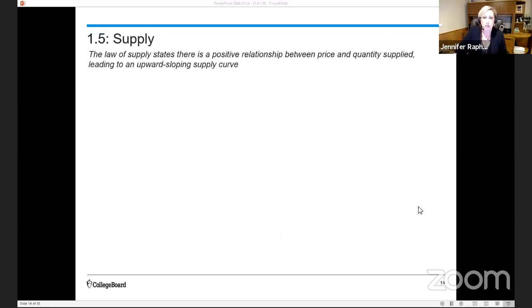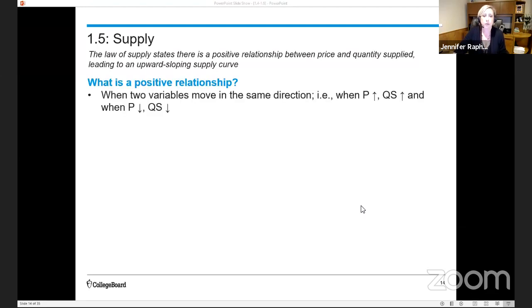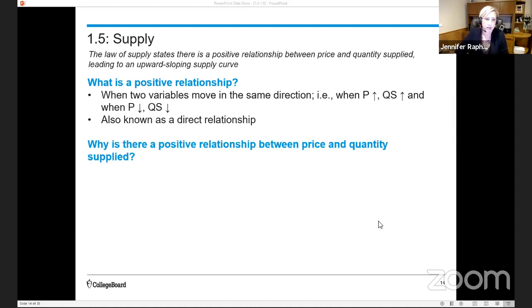Okay, so now let's transition to supply. So the law of supply tells us that there's a positive relationship between price and quantity supplied, which produces the upward sloping supply curve. So what's a positive relationship? Well, it means the two variables that you're examining a relationship between are moving in the same direction. When price rises, quantity supplied rises, and when price falls, quantity supplied falls. So that is a positive or a direct relationship. The two variables move in the same direction.